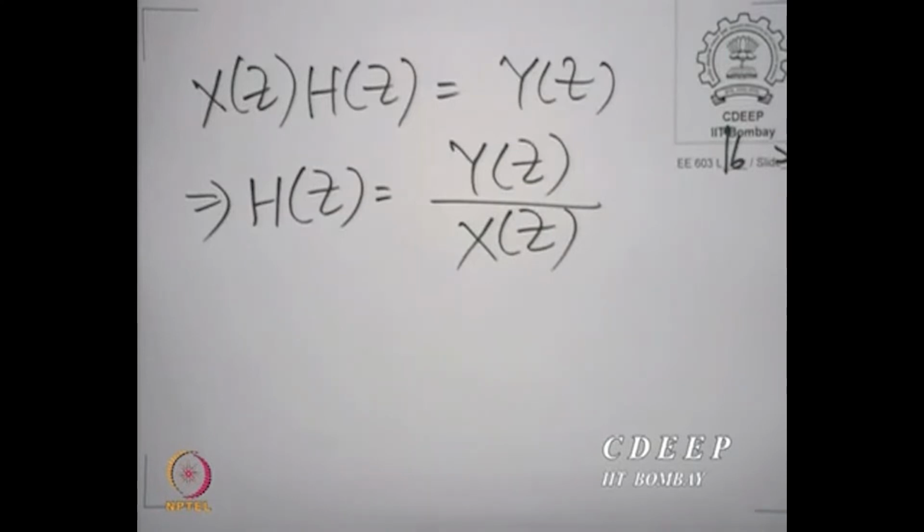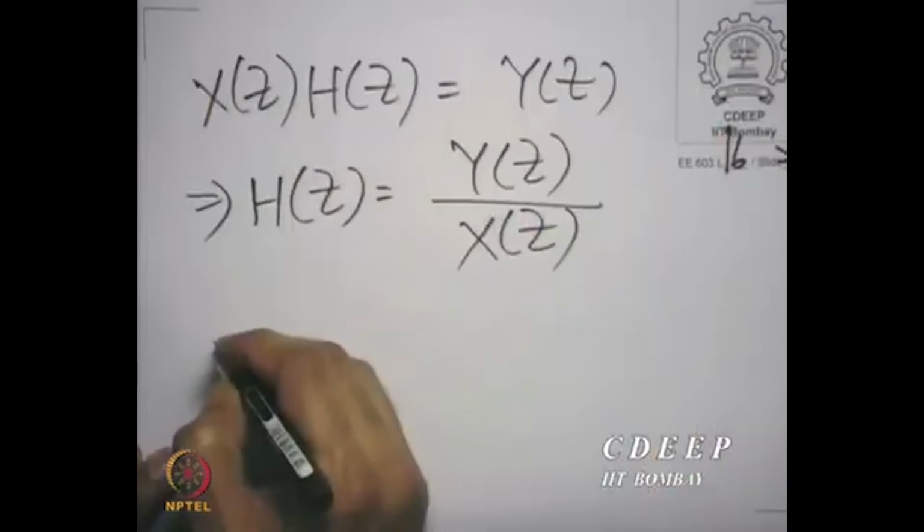This also tells us something about LSI systems. If you look at the ratio of the output Z transform to the input Z transform, and you find that this ratio is independent of the input, then the system is LSI. That is another way of looking at it. So, in the Z domain, the fact that the output Z transform divided by the input Z transform is independent of the input makes the system LSI.